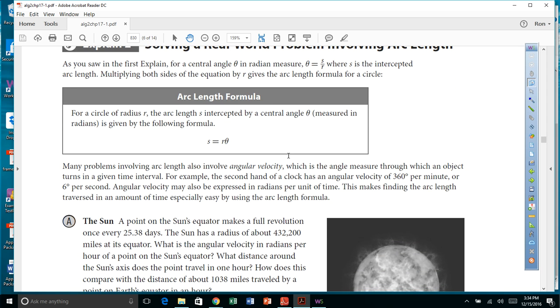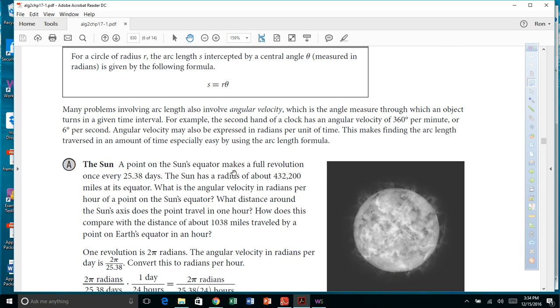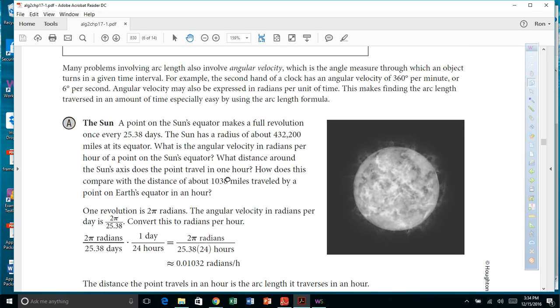As you saw in the first explain, for a central angle theta in radian measure, theta equals S over R, where S is the intercepted arc length. Multiplying both sides of the equation by R gives the arc length formula for a circle. For a circle of radius R, the arc length S intercepted by the central angle theta, measured in radians, is given by the following formula. S equals R times theta.